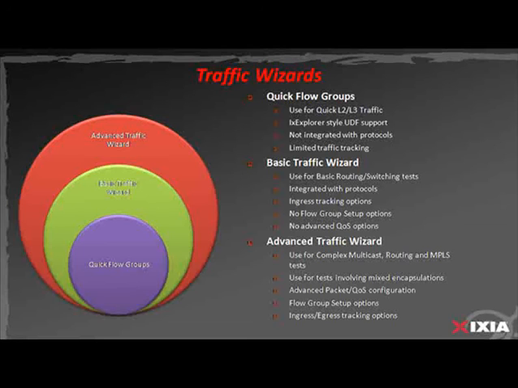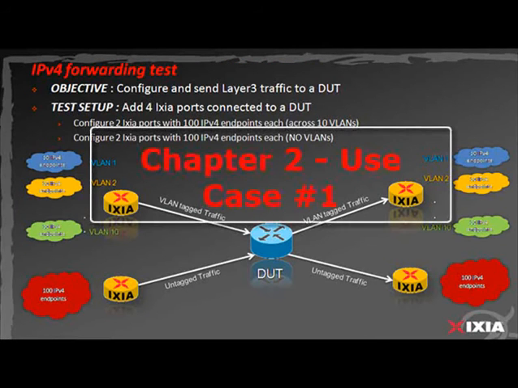There are detailed packet and QoS capability and configuration options within the Advanced Traffic Wizard which are not exposed in the quick flow groups and basic wizards. There are capabilities to set up flow groups within the advanced traffic wizard, which let users control options like rate and frame size based on packet content as created by the config. There are also detailed ingress and egress tracking options available with this advanced wizard.